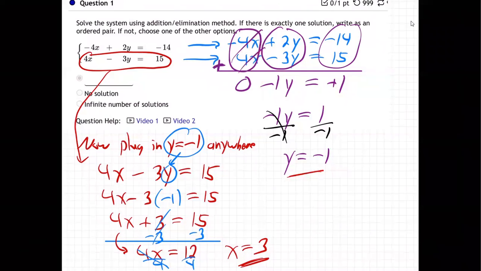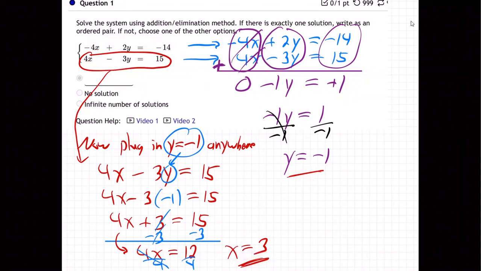And once you get y, once you get one answer, it doesn't matter whether you get x first or y first, whatever, it doesn't matter. Once you get one answer, plug that in to either equation that you could plug into the first one or the second one and get the other answer. So we got both answers. So x is 3, y is negative 1.